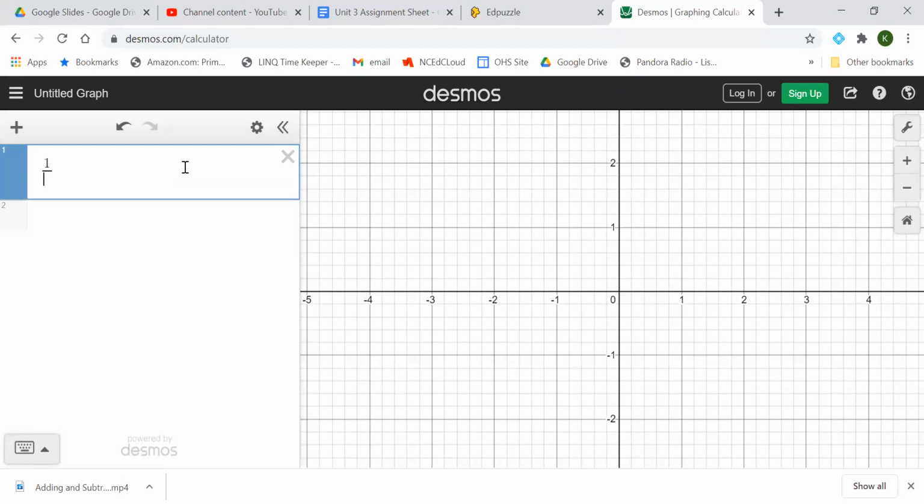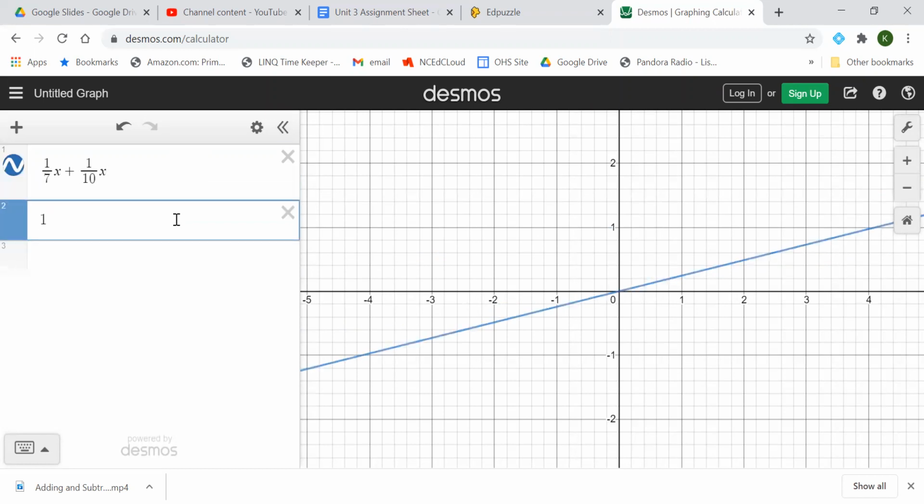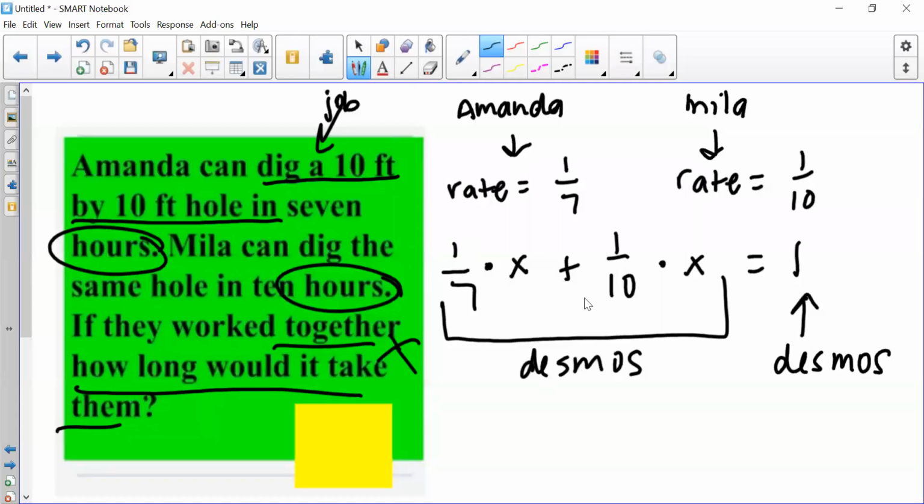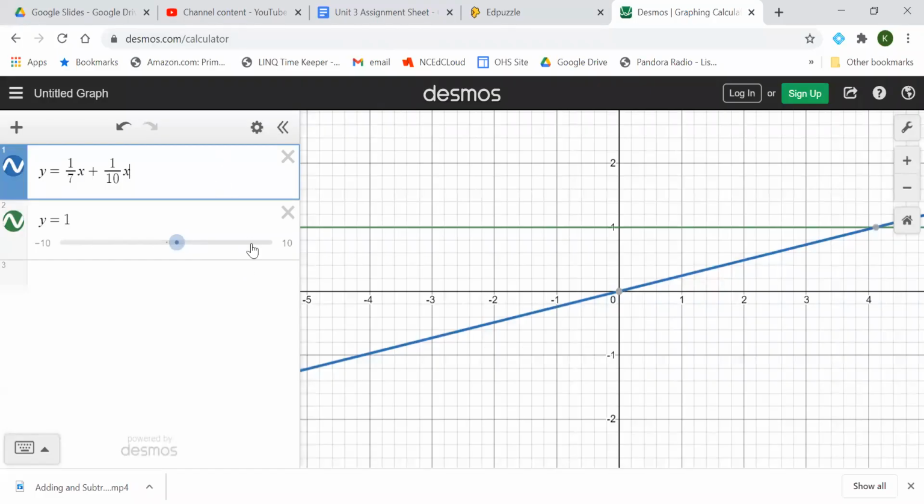So just like we had it, 1/7 times x plus 1/10 times x. That's going to be one of your equations. Now, if you just type 1 as your second equation, you can see nothing happens. It doesn't graph that. So you will have to do y equals 1. If you're not sure, you can just always do the y equals. Okay. So again, what we've done is we typed in from our problem, from our setup, we typed in the left-hand side as one equation and the right-hand side as its own equation. So that's how I have two separate lines right now.